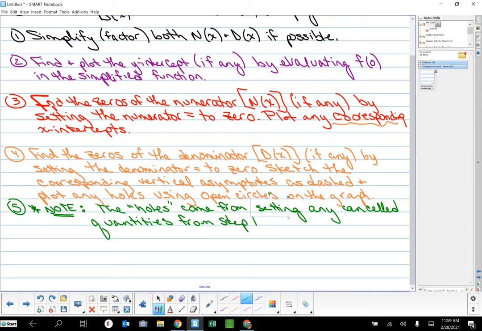from step 1. So when you simplify and factor, if you have any factors, top and bottom, that cancel out, you're not going to use those in steps 2, 3, and 4. But if they cancel out, you're going to set that canceled quantity equal to 0, and that's going to become a hole from step 1. So setting any canceled quantities from step 1 equal to 0 and solve.